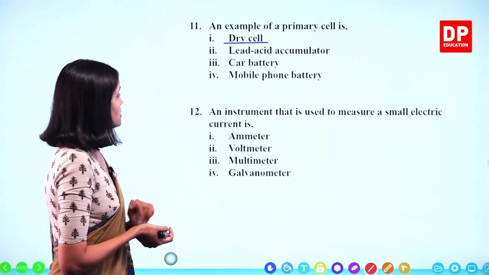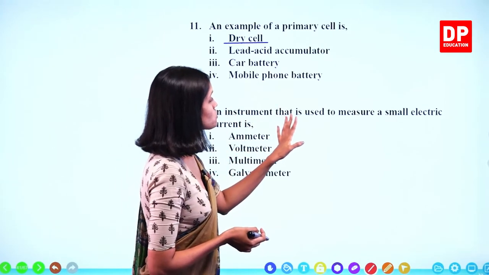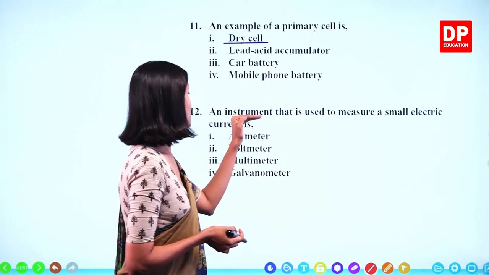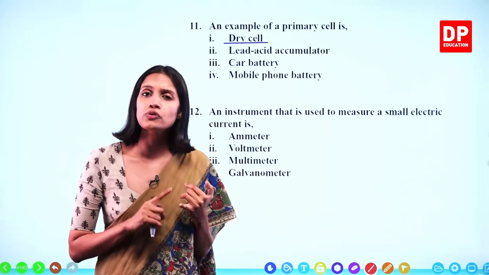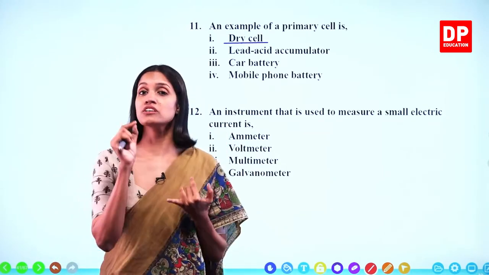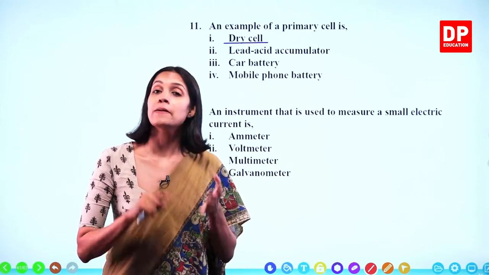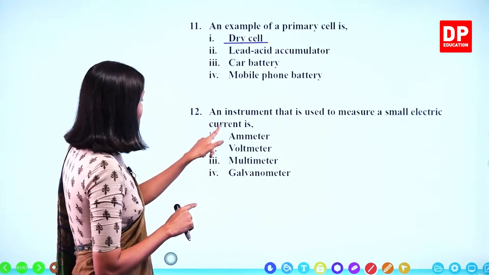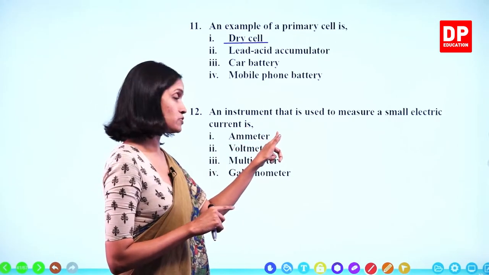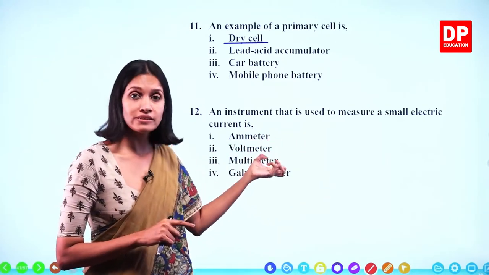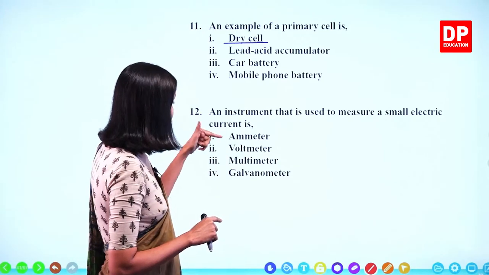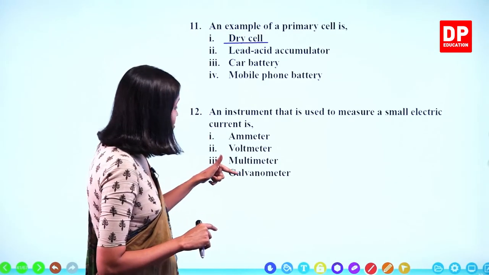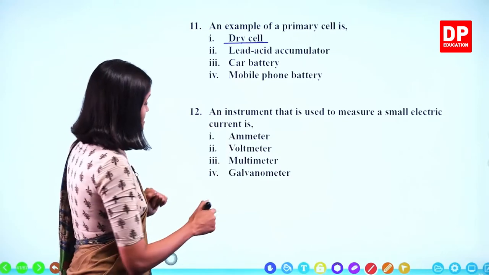12. An instrument that is used to measure a small electric current is. We learn about two instruments that can be used to measure a small electric current. What are they? Milliammeter and galvanometer. Let's check. Ammeter. Ammeter can be used to measure an electric current, but a little larger one, right? Voltmeter, multimeter. Galvanometer is the most correct answer.